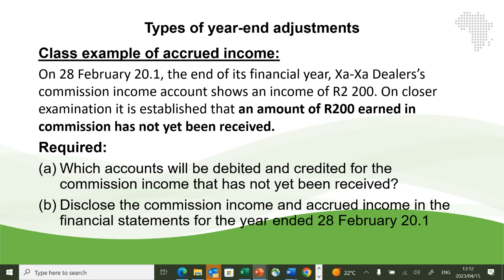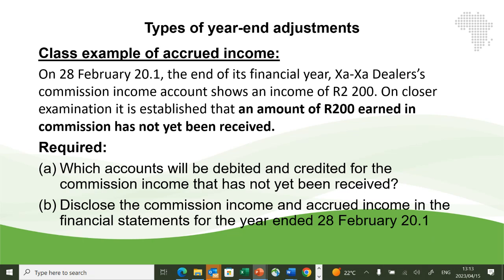On 28 February 20.1, it's the end of the current financial year of Xaxa Dealers. Commission income account shows an income of 2,200. On closer examination, it is established that an amount of 200 earned in commission has not yet been received. So already we know now that this 200 is our accrued income. And accrued income, we know it's an asset.